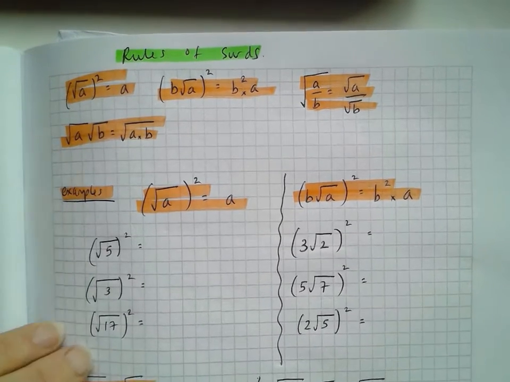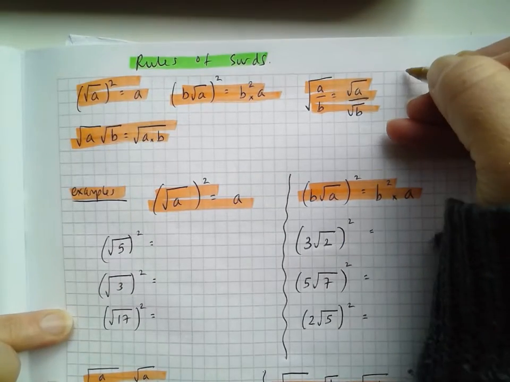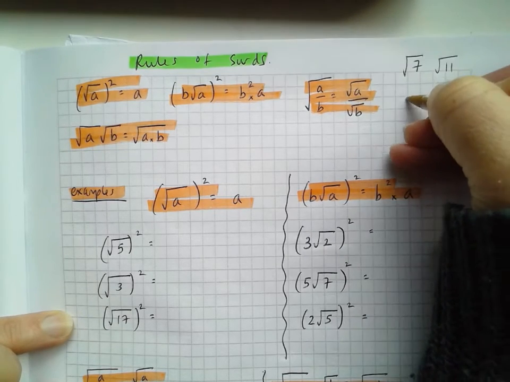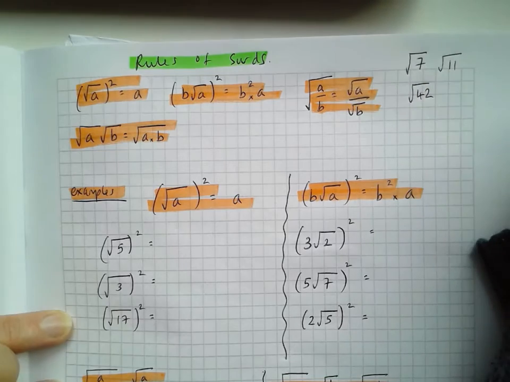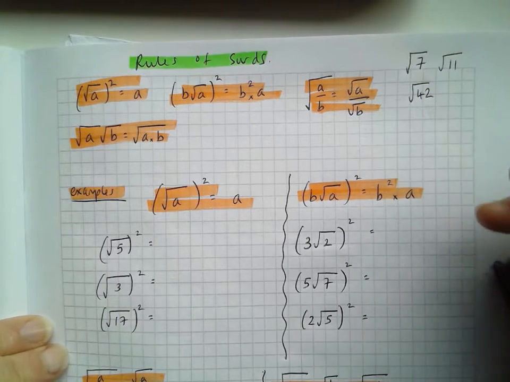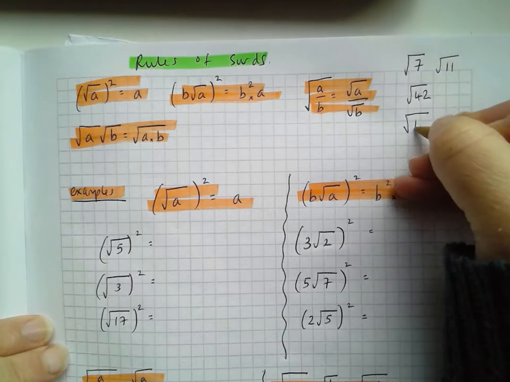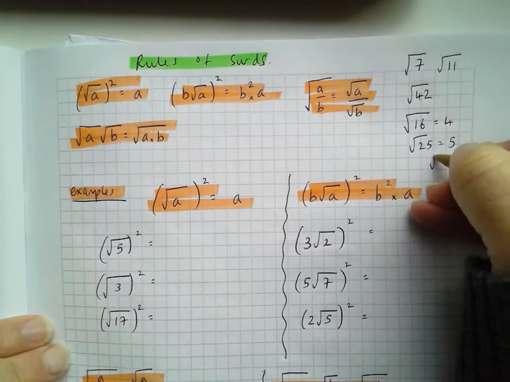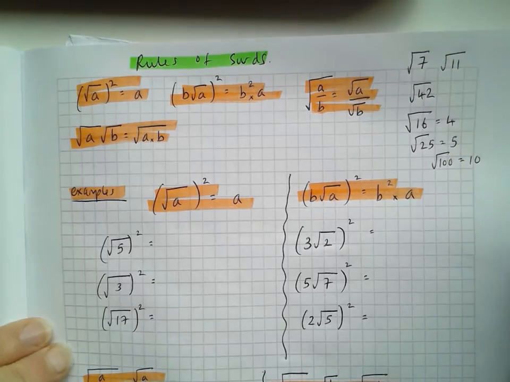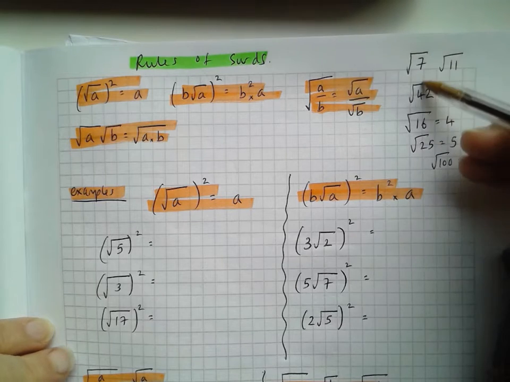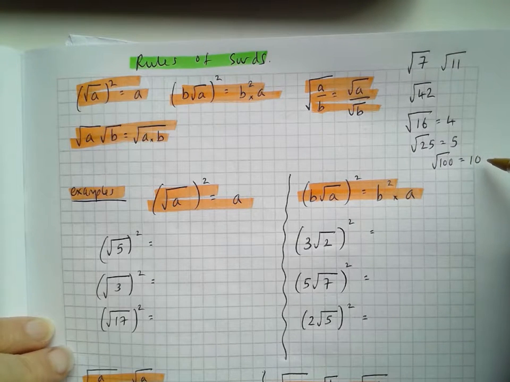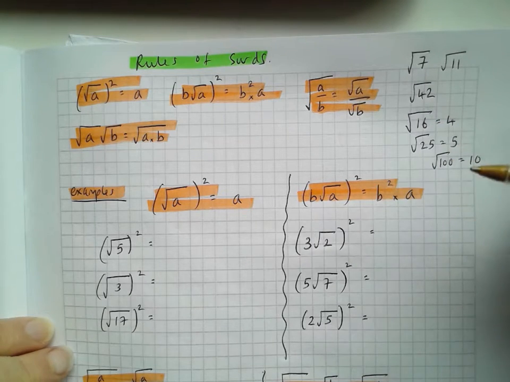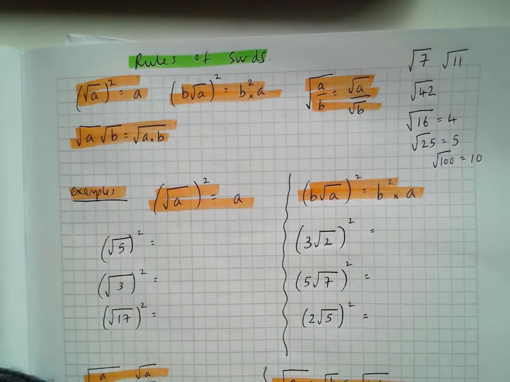Just in case you're not sure what a surd is, something like root 7, or the square root of 11, the square root of 42, and so on. Some surds that we know have nice answers. For instance, the square root of 16 is 4, the square root of 25 is 5, the square root of 100 is 10. So these are all surds. It's just that some of the surds have nice round answers when this is a square number.